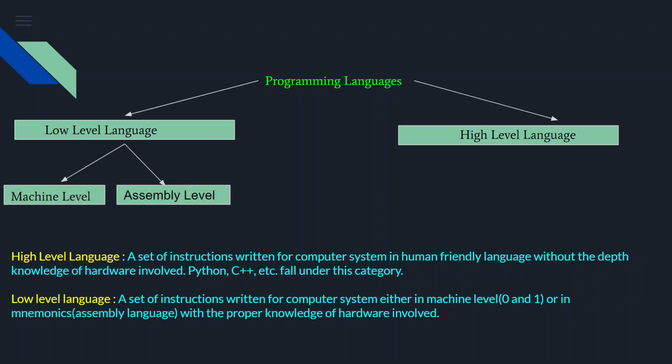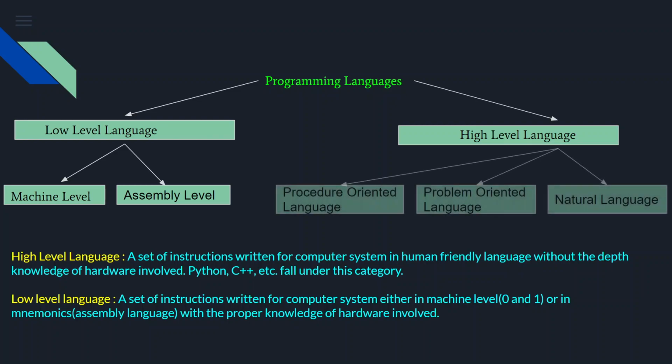Low level language is further classified into two subcategories, machine level and assembly level. And similarly, high level language is further classified into three subcategories: procedure oriented language, problem oriented language, and natural language.